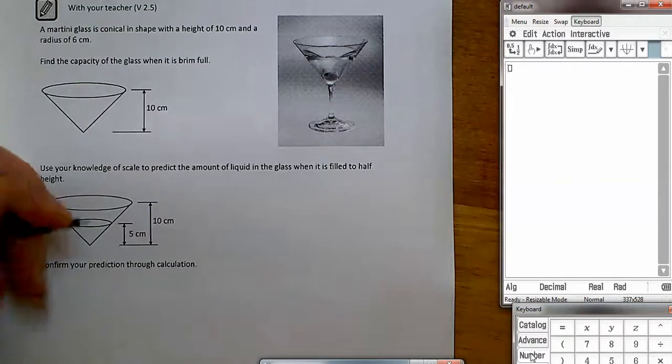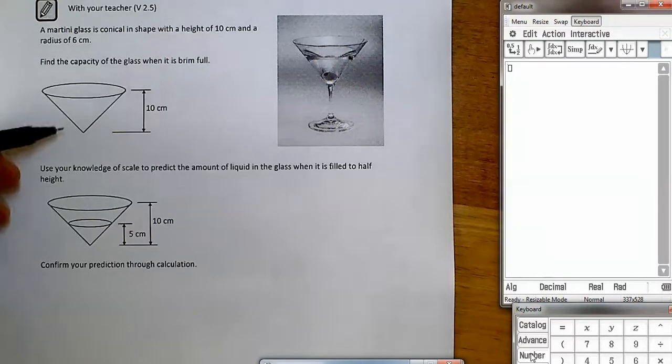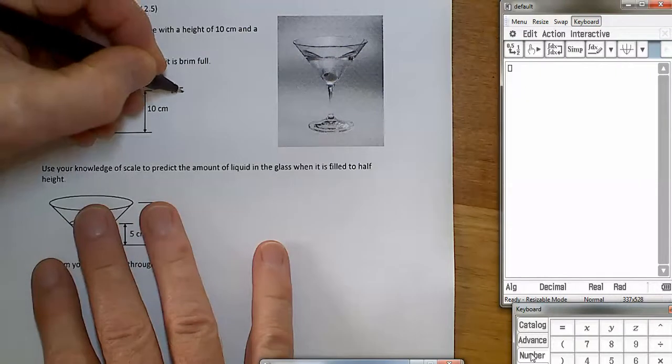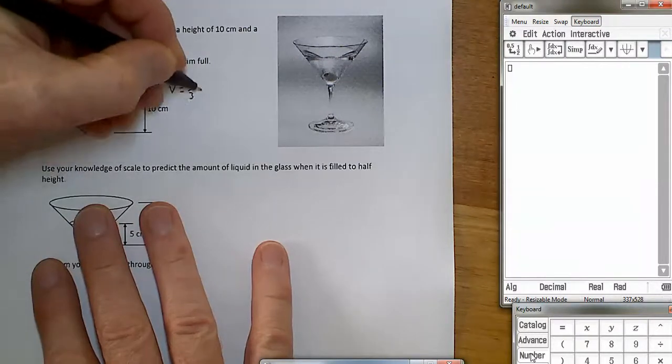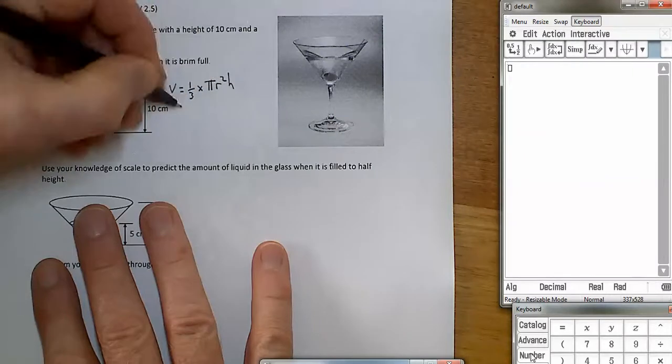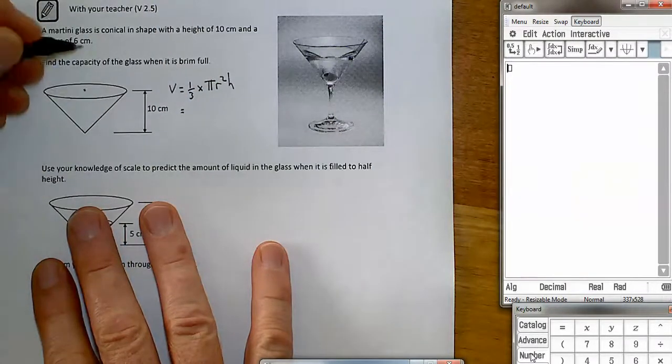Some more questions about the effect of a scale factor increase on area and volume. In this case here we've got a martini glass. It's conical in shape, and we're asked to work out the capacity of the glass when it's brim full to the top. So being a cone, the formula is V equals 1/3 times pi r squared h. This has got a height of 10 and a radius of, it says 6 centimetres.